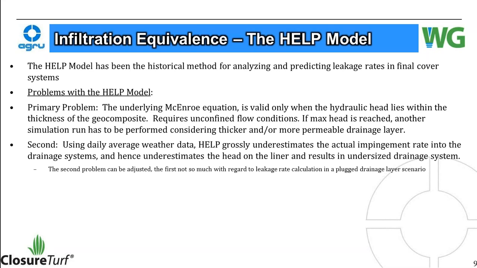Second, the HELP model uses daily average weather data. That would grossly underestimate the actual impingement rate in a peak rainfall intensity, say a 5-minute intensity, and hence underestimates the head that can form on the liner and can result in undersized drainage systems. Now that problem can be adjusted by inserting custom rainfall data, say 5-minute intensities. But the first, not so much as far as leakage rate in a plugged drainage layer scenario.